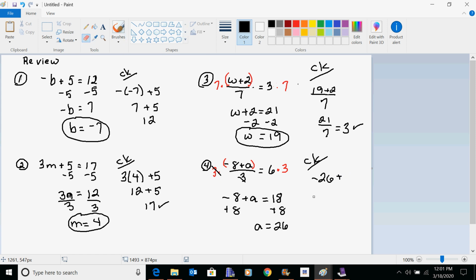So -8, I'm going to restate that. -8 plus 26 over 3 gives you 18 over 3, which does give you 6, which fits with the original question. Now let's move on to something new.